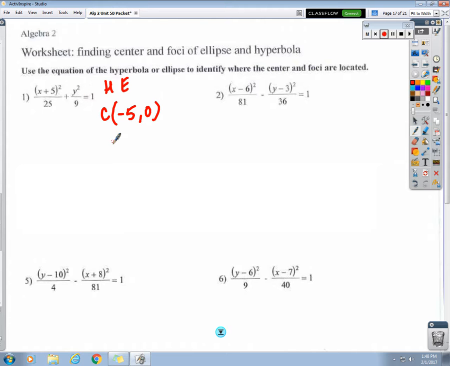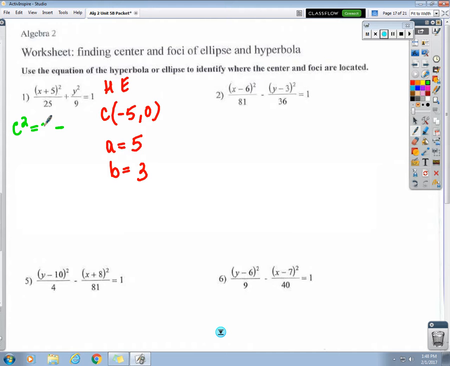Okay, now we need to know our A and our B. With an ellipse, A is always greater than B. So this would have been the A, and this would have been the B, which was 3. Okay, with an ellipse, it's C squared equals A squared minus B squared.